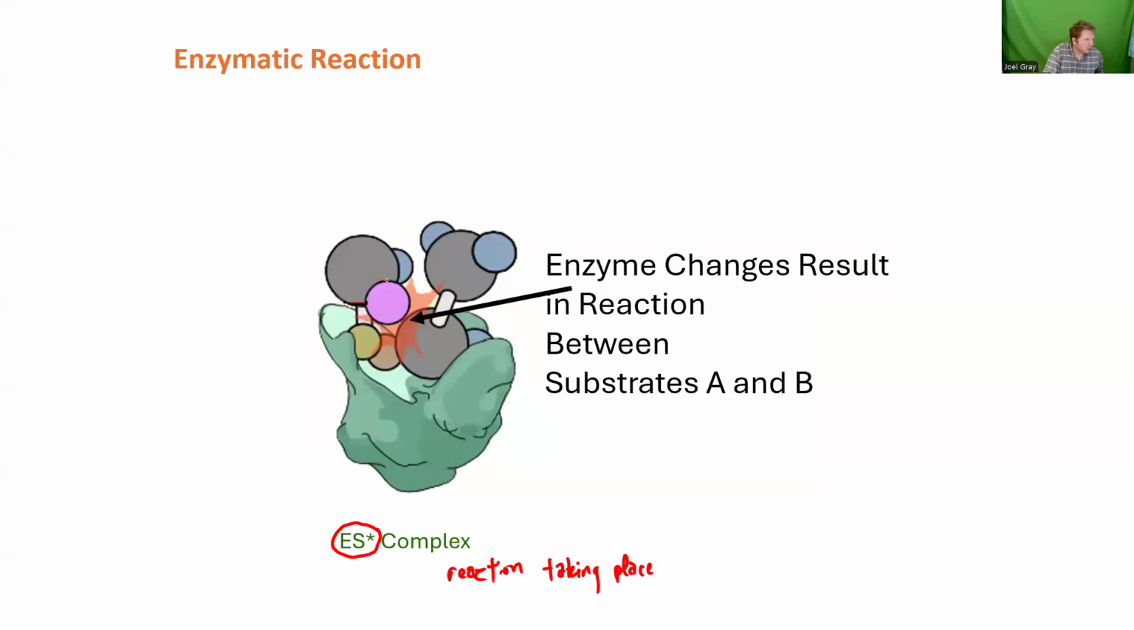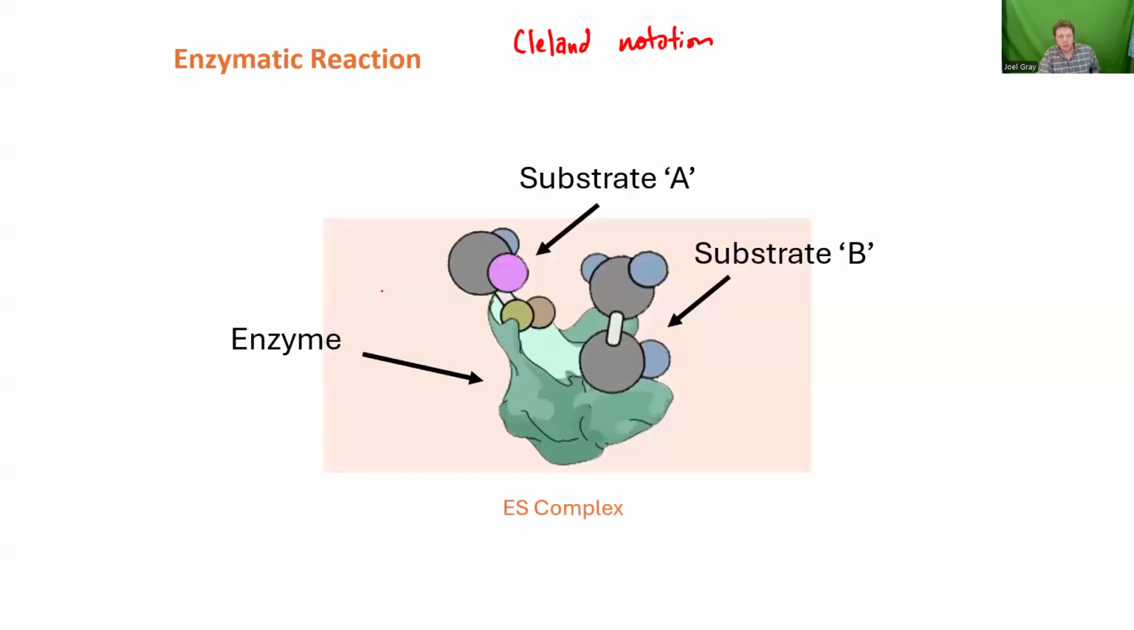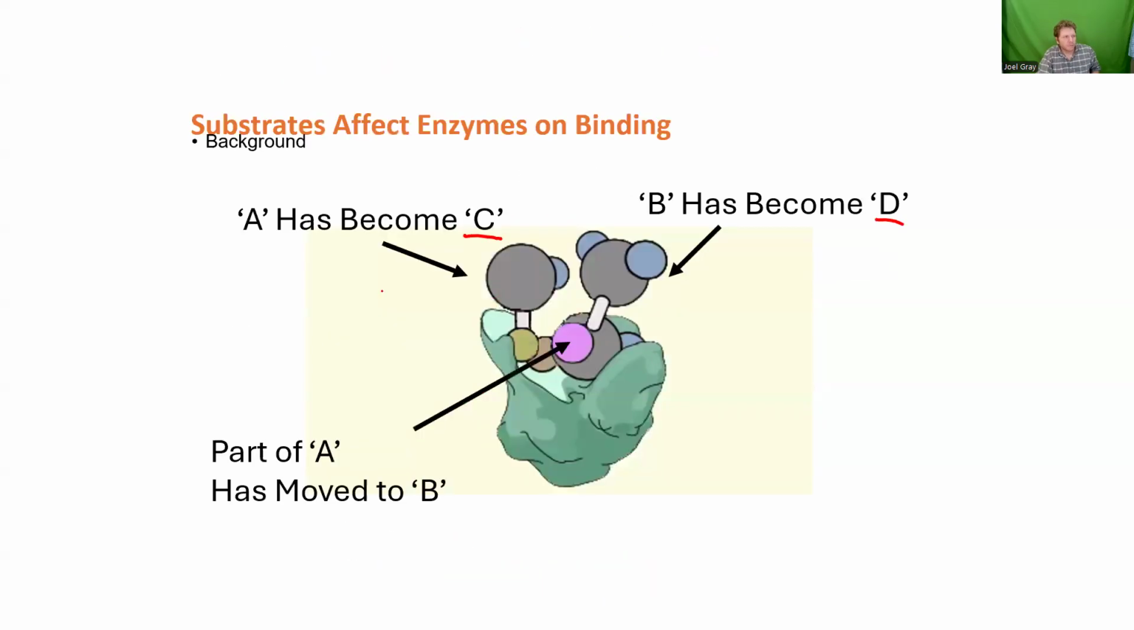See this magenta ball in the foreground? Well, it moves. I'm going to go back. It was initially on substrate A, and now it's moved over to substrate B. So A, without that magenta ball, becomes product C. B receives that magenta ball. And these are simply models to show what's going on here.